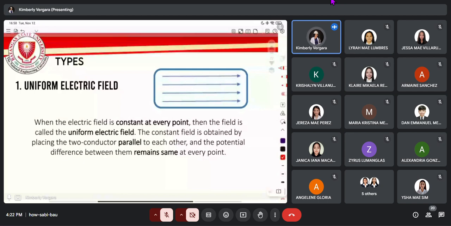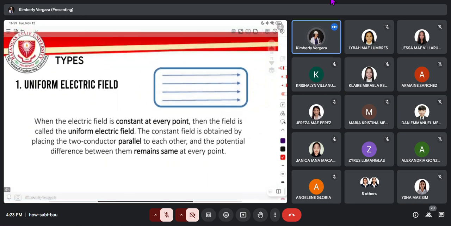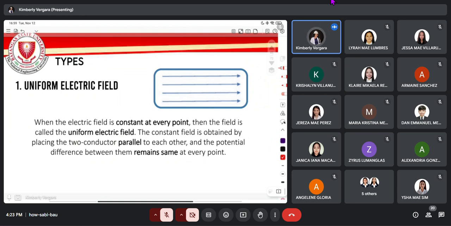So we have the uniform electric field. When the electric field is constant at every point, then the field is called the uniform electric field. So sabihin natin kapag meron tayong electric field, mapapansin niyo po dito sa ating diagram, parallel po siya. Meron po tayong mga parallel lines. So, ibig sabihin na po niya, constant lang po ang ating electric field. So, the constant field is obtained by placing two conductors parallel to each other, and the potential difference between them remains the same at every point.